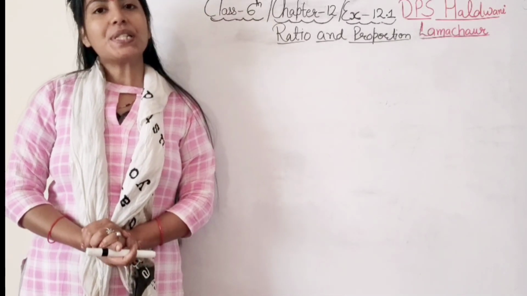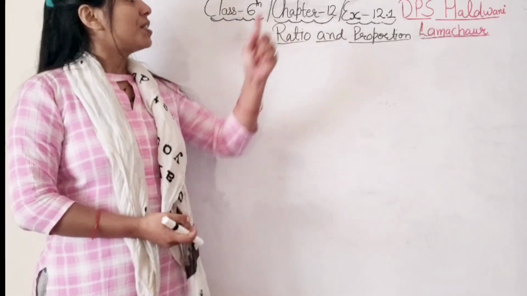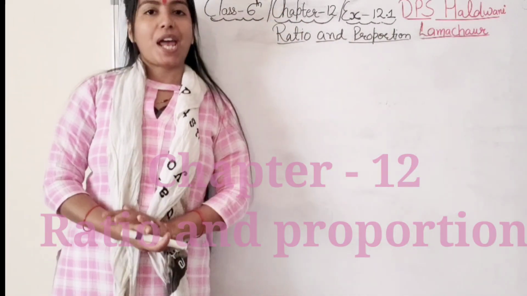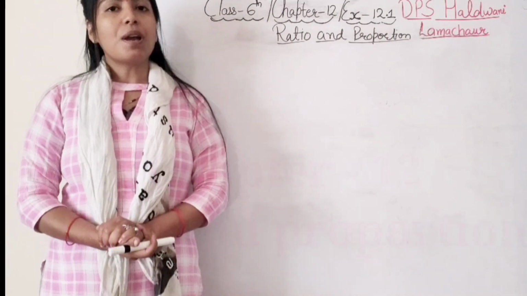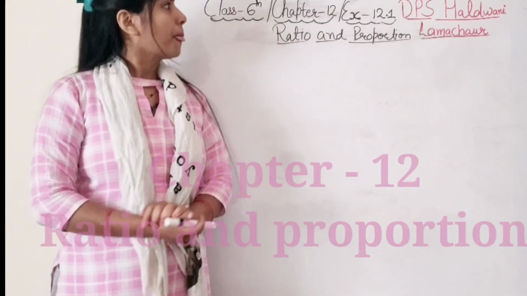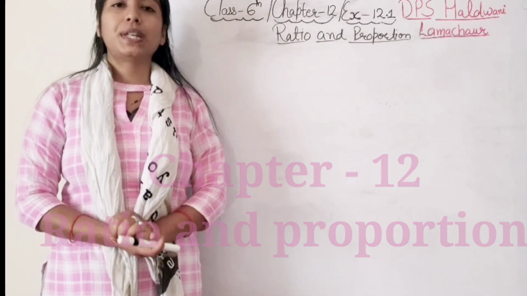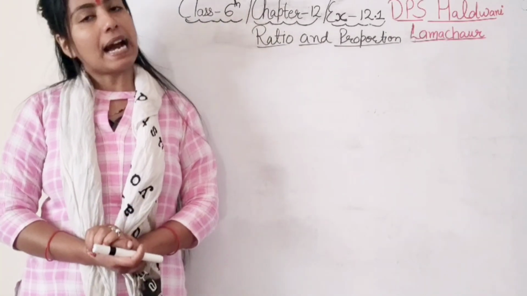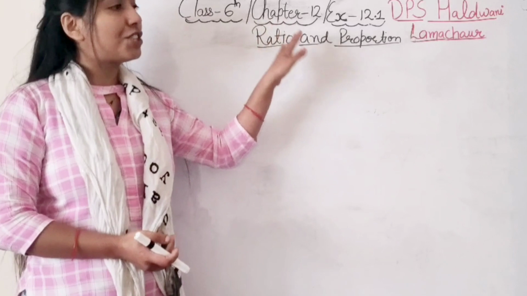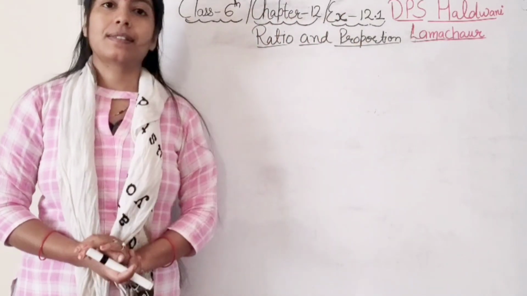Students, today we are going to start our new chapter, chapter 12, ratio and proportion. This chapter is very simple. Today we will do exercise 12.1, which is also very simple. First of all, let's start with the introduction about this chapter and this exercise.